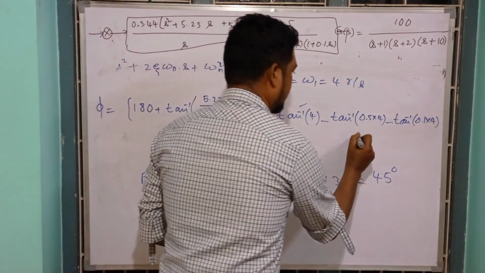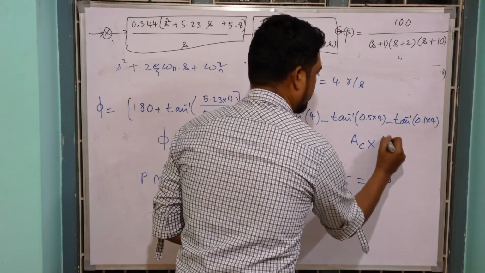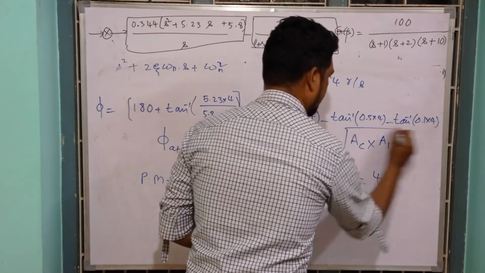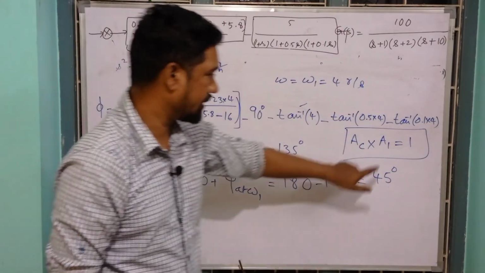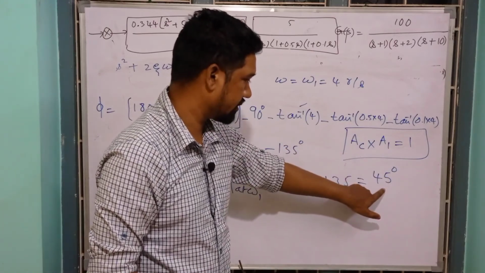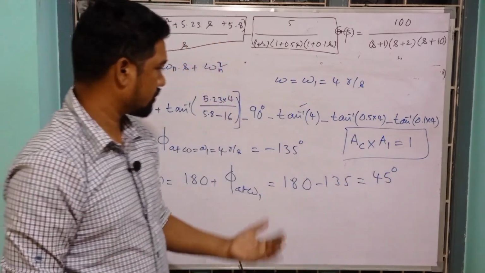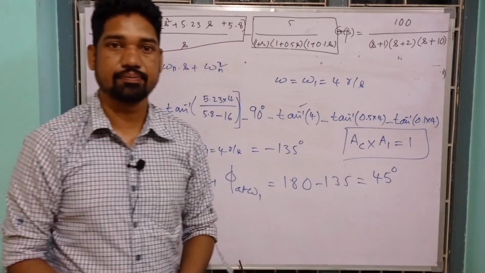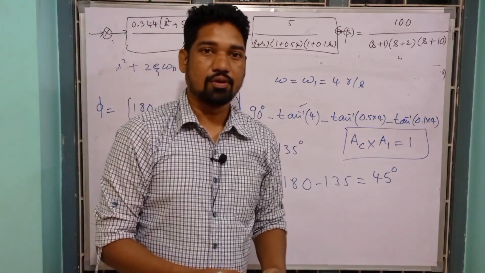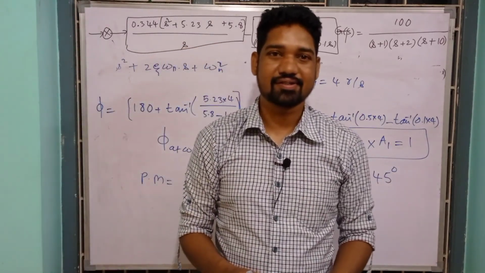AC into A1 equal to 1. Now this, even this gives, it's correct. Even this gives even more cross check that it's correct. The design is perfect. So guys, hope you understood the analysis.